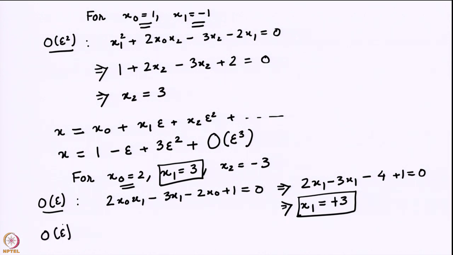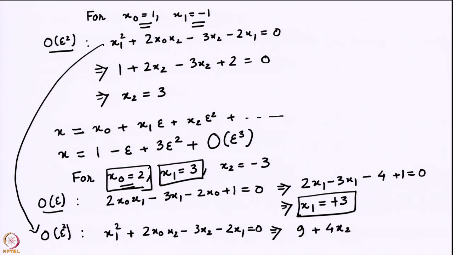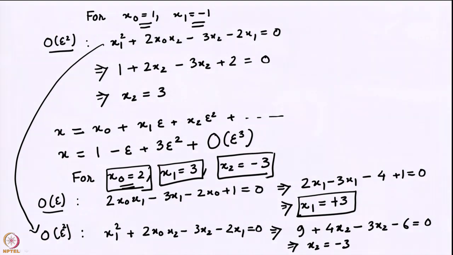Which is what we have found here. Order epsilon square, basically this equation: x1 square plus 2 x0 x2 minus 3 x2 minus 2 x1 is equal to 0. You will have to substitute x0 is equal to 2 and x1 is equal to 3. So x1 is equal to 3 implies this is 9, x0 is 2, so plus 4 x2 minus 3 x2 minus 6 is equal to 0. This implies x2 is equal to minus 3. So one can systematically go and find better and better approximations to the problem.